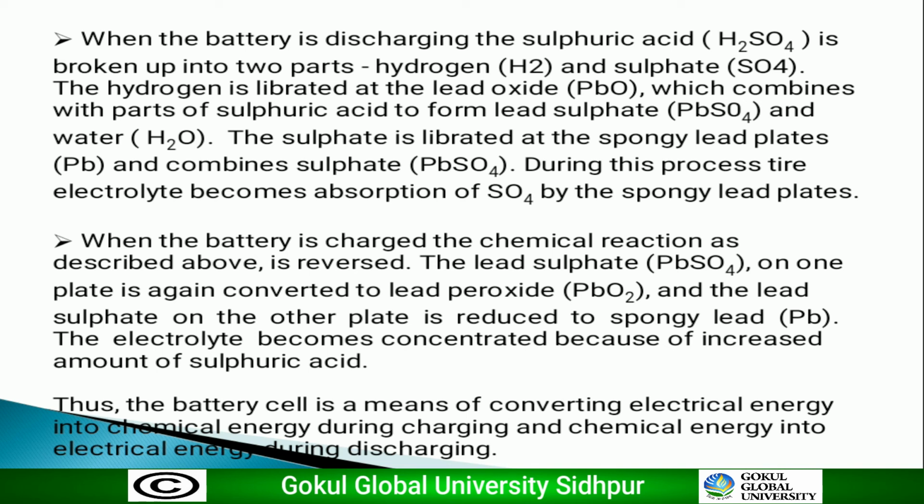During this process, the entire electrolyte is absorbed as SO4 by the spongy lead plates. When the battery is charged, the chemical reaction as described above is reversed. The lead sulfate on one plate is again converted to lead peroxide, and the lead sulfate on the other plate is reduced to spongy lead. The electrolyte becomes concentrated because of the increased amount of sulfuric acid as the battery is charged. Thus, the battery cell is a means of converting electrical energy into chemical energy during charging and chemical energy into electrical energy during discharging.